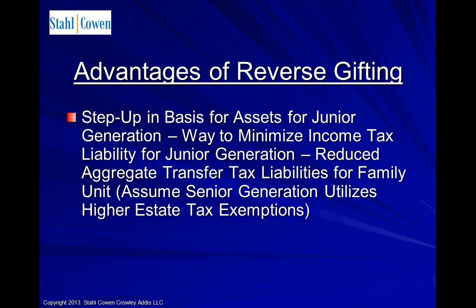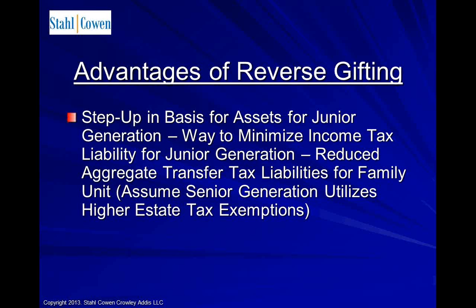So when that asset passes back to the child on the parent's death, the child will get a basis in that asset of $50. The child then goes out, sells the asset. Child has avoided paying any capital gain or income tax. That is the key factor driving reverse gifting. A way to sort of say, in the overall family unit, how can we reduce aggregate transfer tax liabilities?